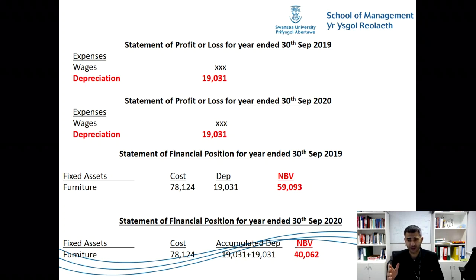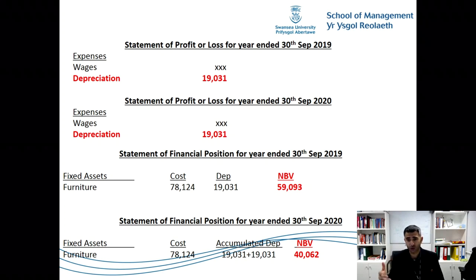the first in 2019, we agree that the cost of furniture is £78,124, but at the end of 2019 it is being depreciated by 19,031. So the value dropped by 19,031 in the first year, and that's why you take it away. You deduct it. So 78,124 minus 19,031 equals £59,093, and this is the net book value. NBV stands for net book value, right?